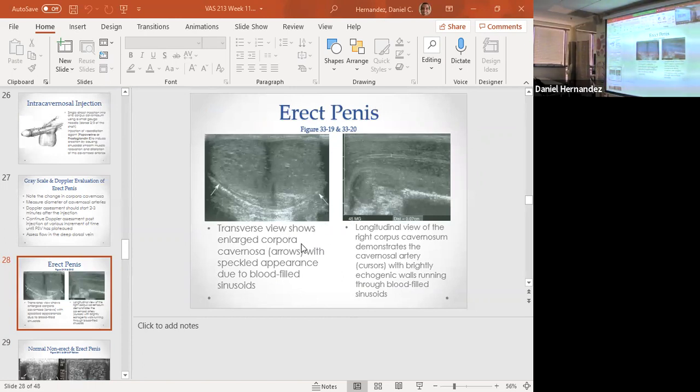Transverse view shows enlarged corpus cavernosa with a speckled appearance due to blood-filled sinusoids. So we should see enlargement of this tissue. A longitudinal view of the right corpus cavernosum demonstrates the cavernosal artery with the cursor. So that's up here. You can see the walls of that artery are very echogenic. That's easier to visualize. So we're going to measure diameter now for that vessel. We should see dilatation of that artery.